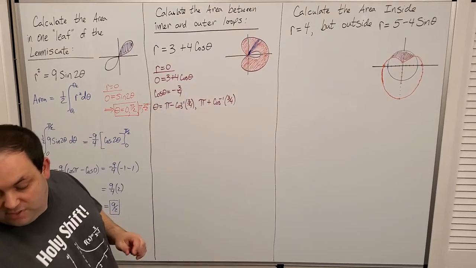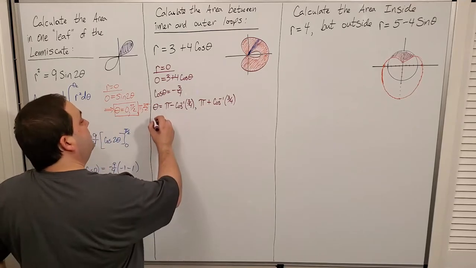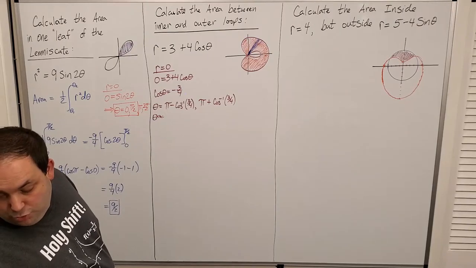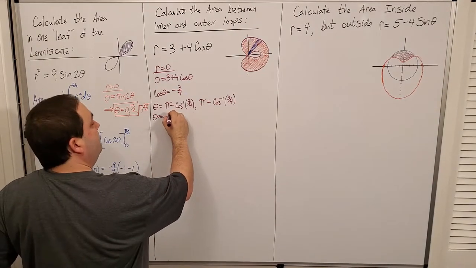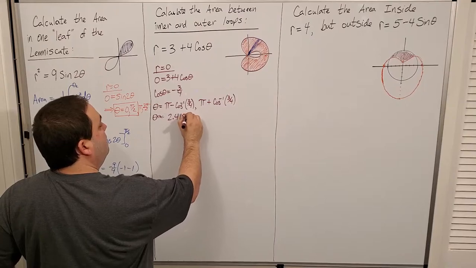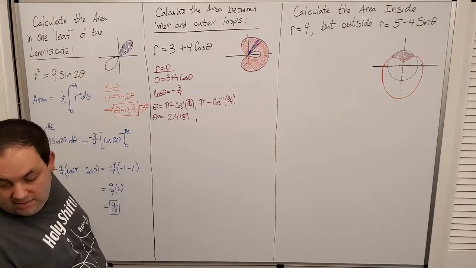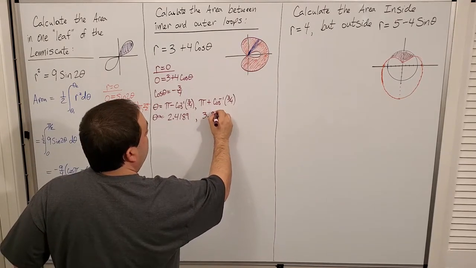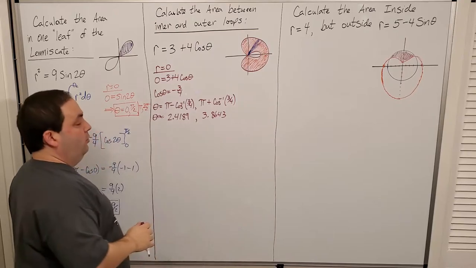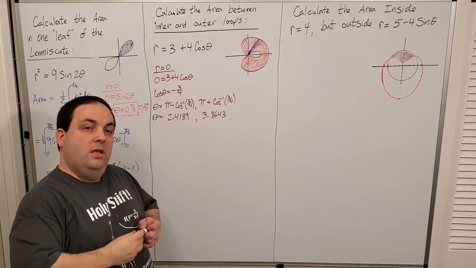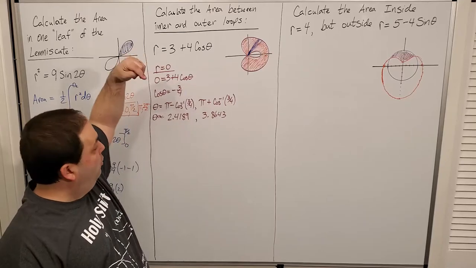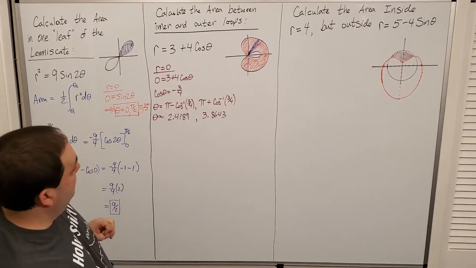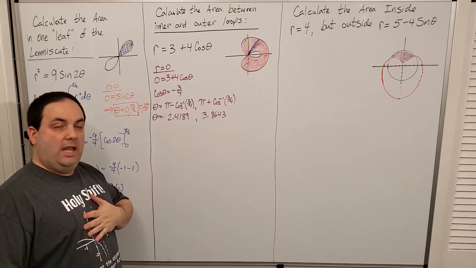I can actually get the two solutions for that in radians. Theta is approximately 2.4189, or it's approximately 3.8643. So what we've found are the two amounts of rotation that theta is going to go through to both begin and then end the inner loop. So I can use these to help me set up my integration.